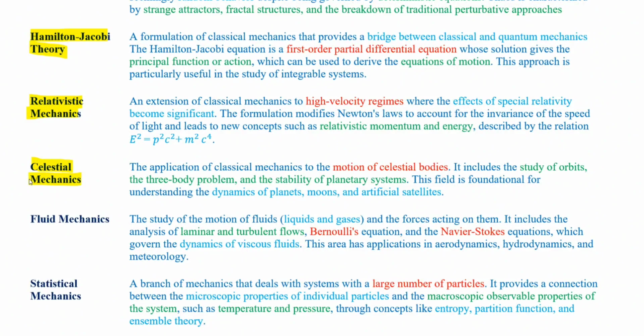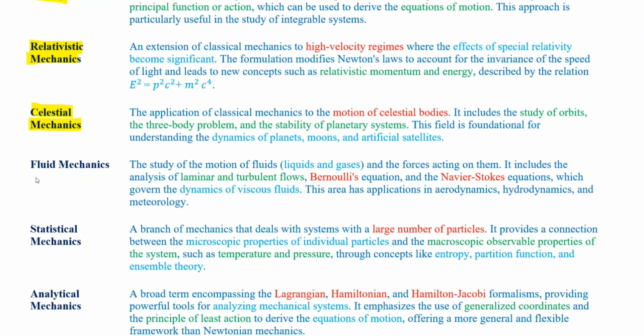The celestial mechanics. Classical mechanics applied to the motion of celestial bodies, including the study of orbits, the three-body problem, and the planetary system stability, foundational for understanding the dynamics of planets, moons, and satellites.